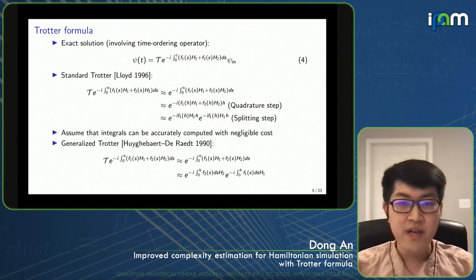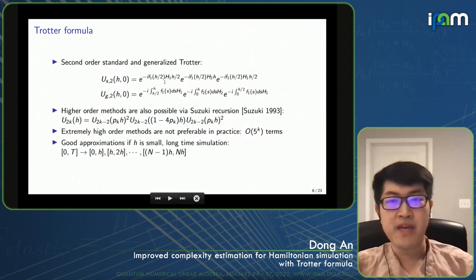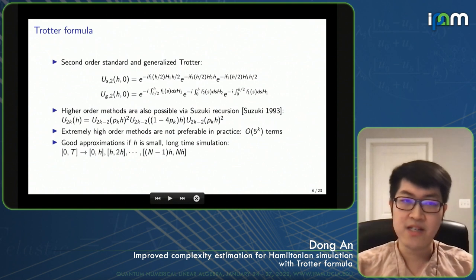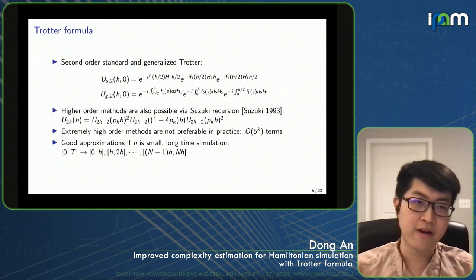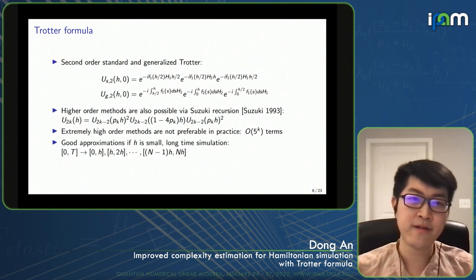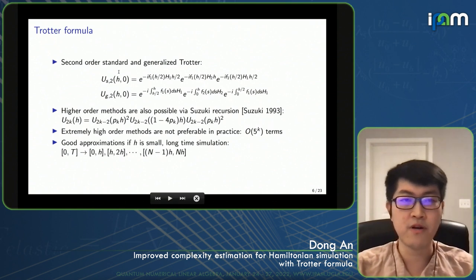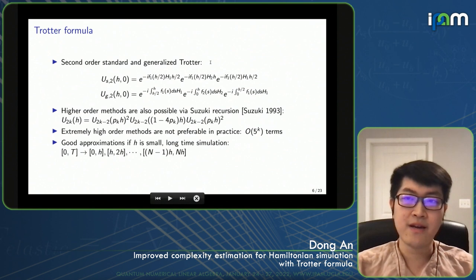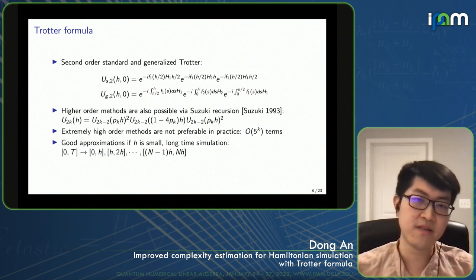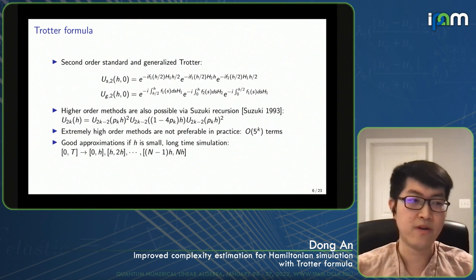If we would like to go a little bit beyond the first order, we can construct the second order Trotter and even higher order methods. Here I just give you the example of second order standard and generalized Trotter. We can see that the construction is more symmetric. That is, we do the splitting step in a more symmetric way, and we are using a little bit higher order quadrature.